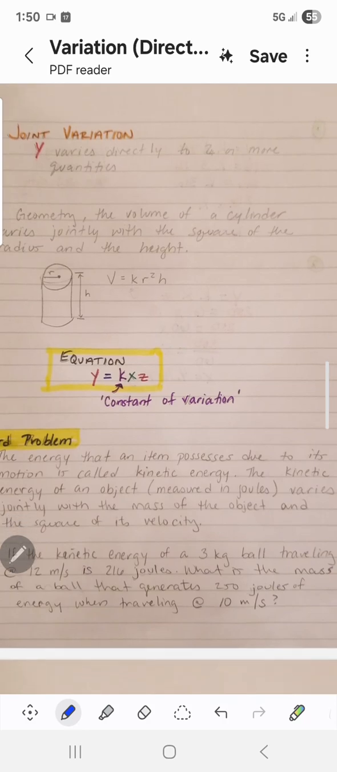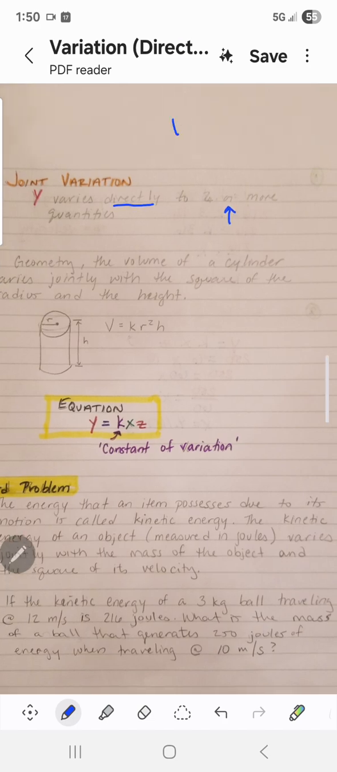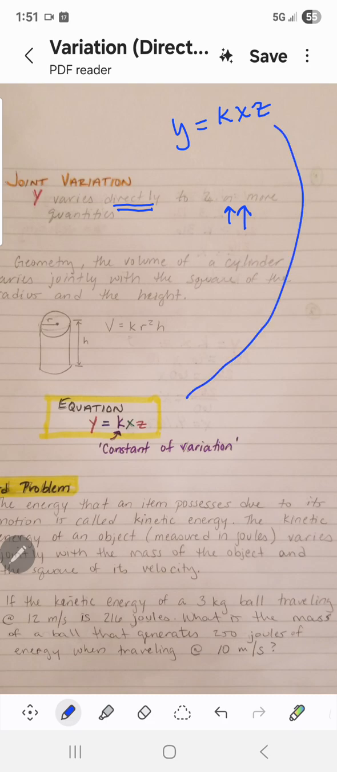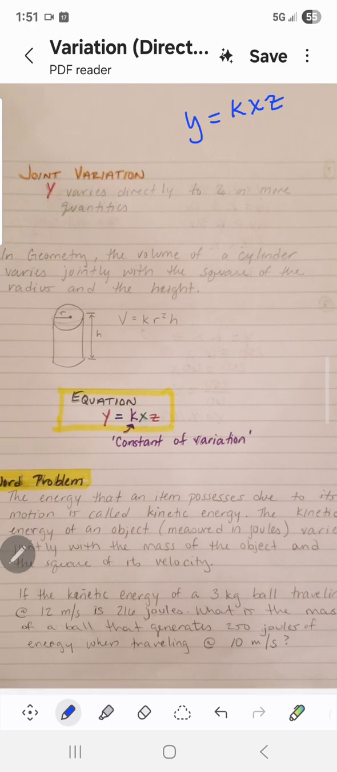Joint. Joint variation means that it varies directly to 2 or more. All right, let's go back and think. Y equals kx. That was my direct variation. Now, joint is just direct, but with 2 or more variables. Just throw another variable on there, and that's our equation. Okay, so it's just direct, but just a little more.